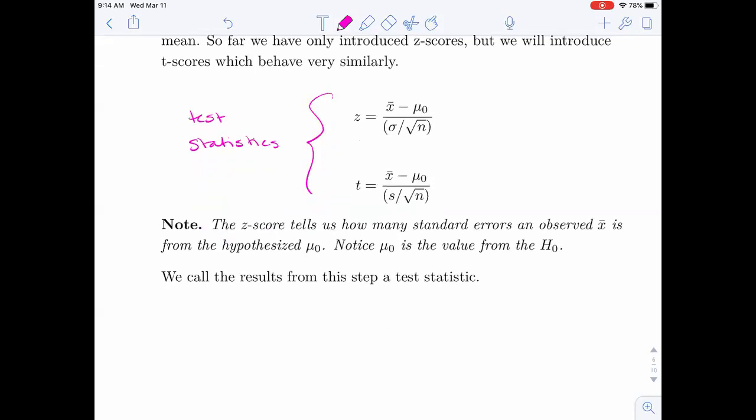There's even a note here. The Z score tells us how many standard errors an observed X bar is from the hypothesized mu naught. And notice mu naught is the value from H naught, so it's just going to be a number.